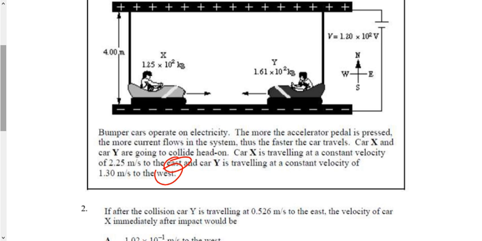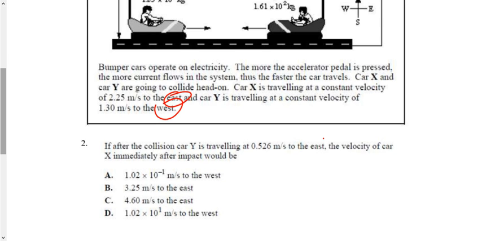Now, if you're doing this online, like last night, you can't circle it when you're doing it online, right? But on scrap paper, you can make yourself a little note, which is the equivalent of circling it in red or something. After the collision, Y is traveling to the east. What's the velocity of X? We're going to say PI is equal to PF.